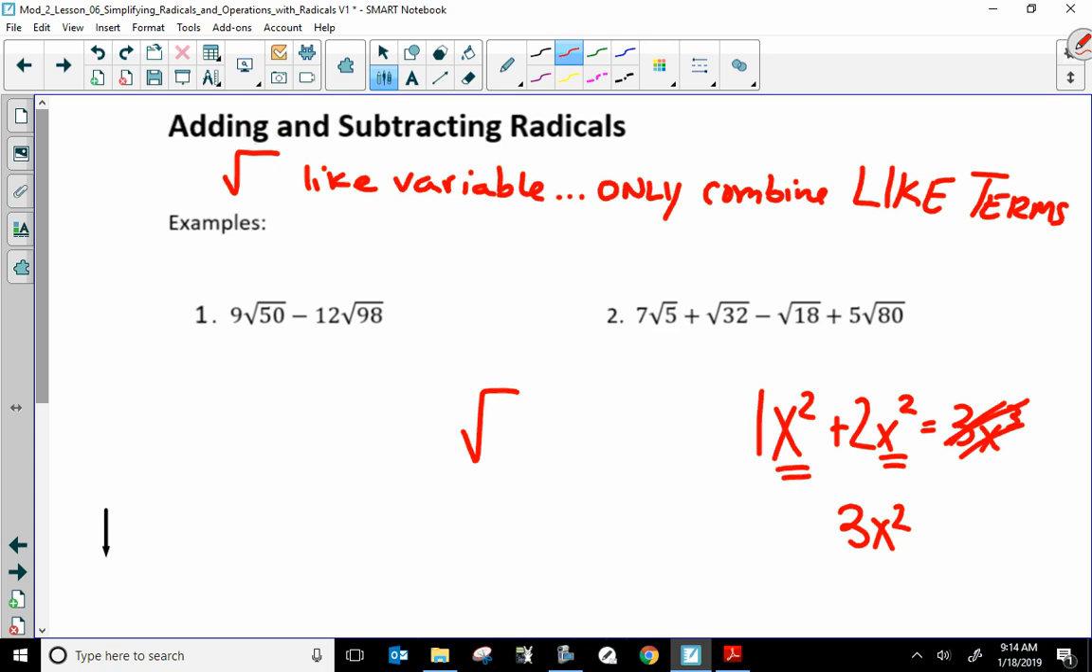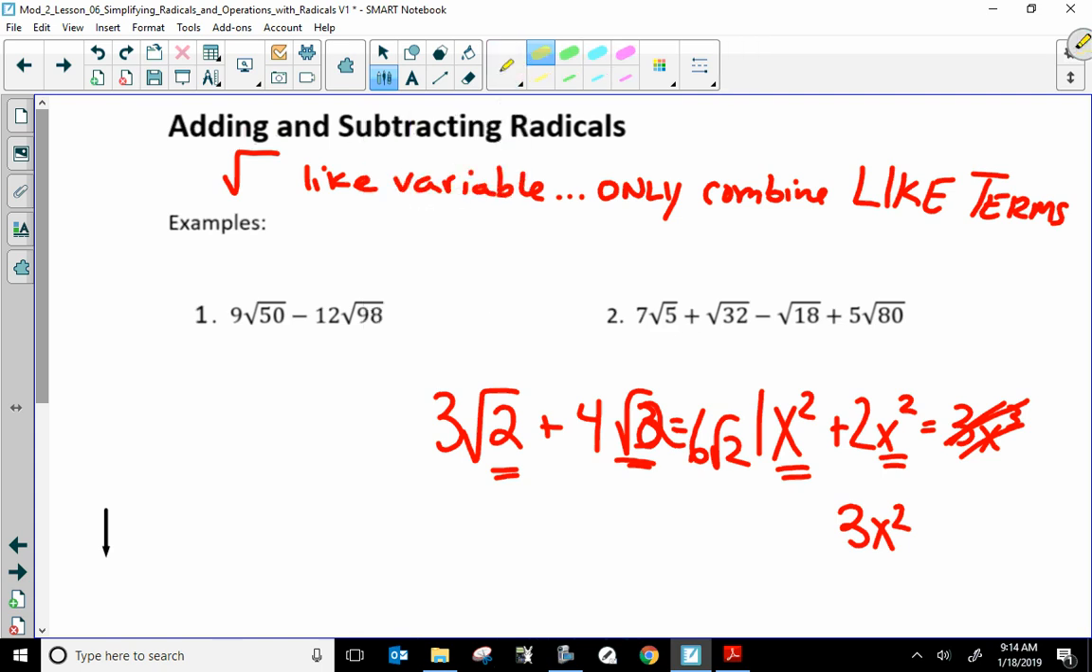Same thing with radicals. I can say this is 3 square root of 2 plus 4 square root of 3. I can't combine those. These are not the same. They're like variables. Okay? Now, if this became a 2, now I have 6 square roots of 2. Notice the square root of 2 doesn't change. Just like my x squared didn't change, did it?